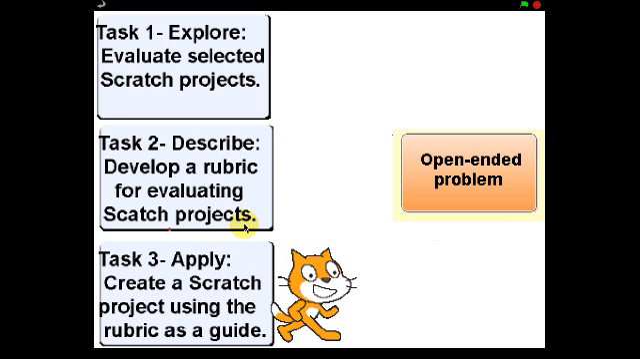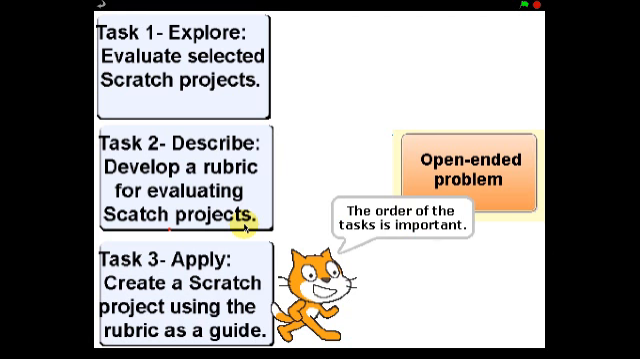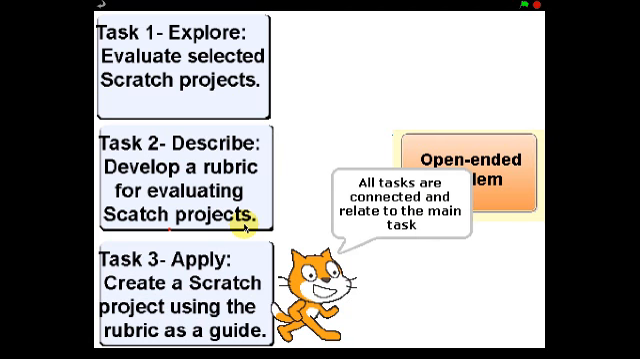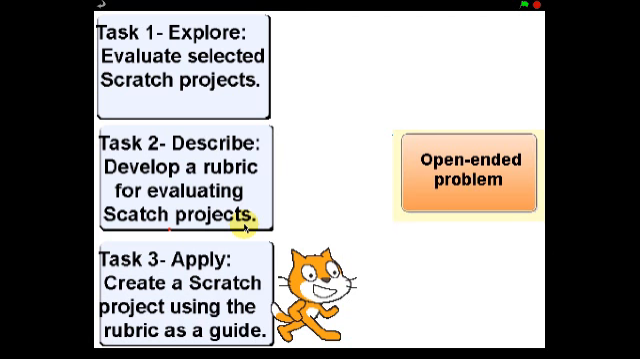Task 2, Describe. Develop a rubric for evaluating Scratch projects. Task 3 is to apply knowledge from Task 1 and Task 2 to create a Scratch project using the rubric as a guide for development. The order of the tasks is important. All tasks are connected and relate to the main task, which is our open-ended problem.